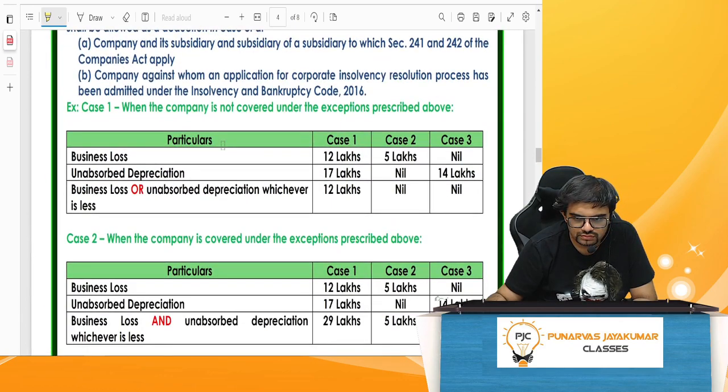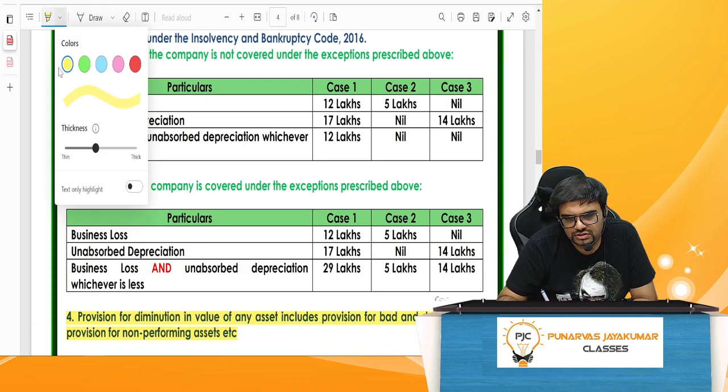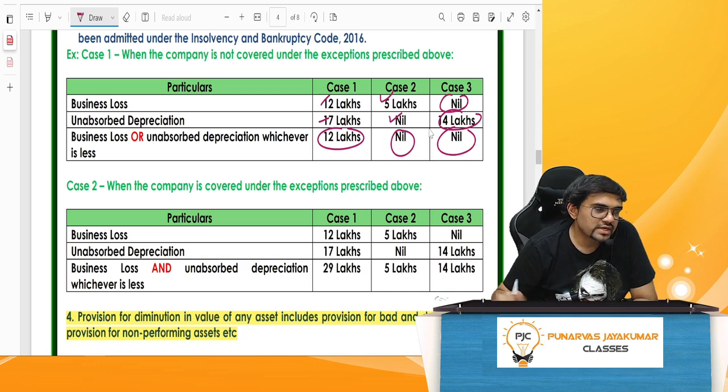See here. Business loss 12 lakhs, unabsorbed depreciation 17 lakh. So basically it is what? 12 or 17, whichever is less. Business loss 5, unabsorbed is nil. So that also says if it is nil, it should be taken as nil. Whichever is less is nil only, no? Business loss is nil, unabsorbed is 14, so it will be taken as nil. It is not business loss and unabsorbed depreciation 27 lakhs loss, 29 lakhs loss, no.